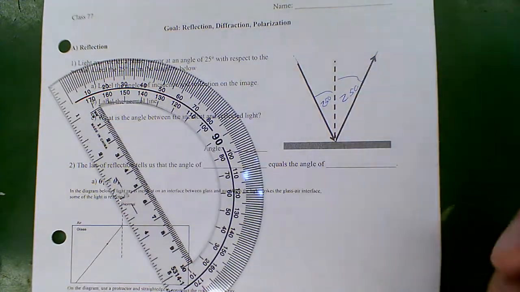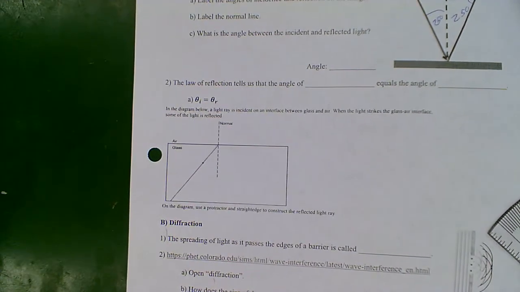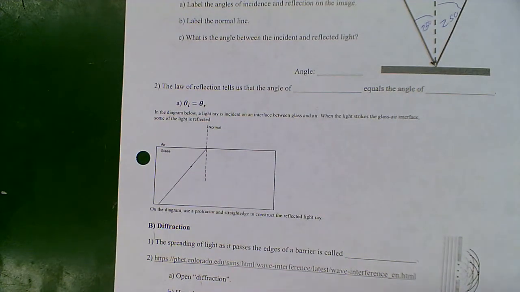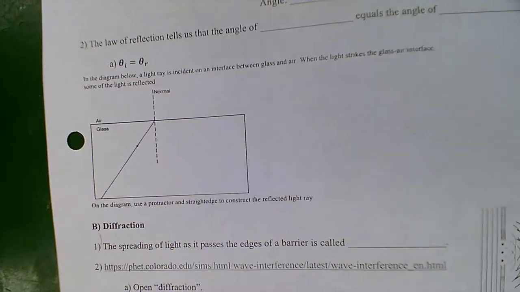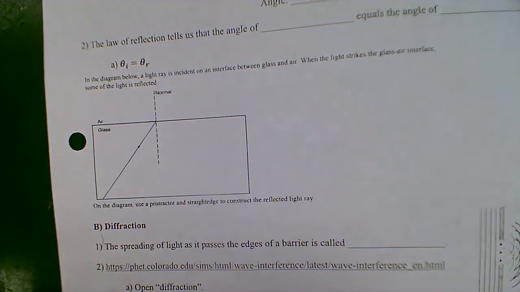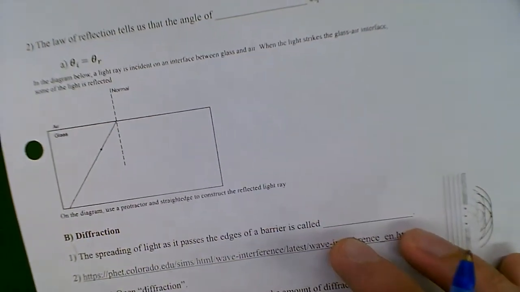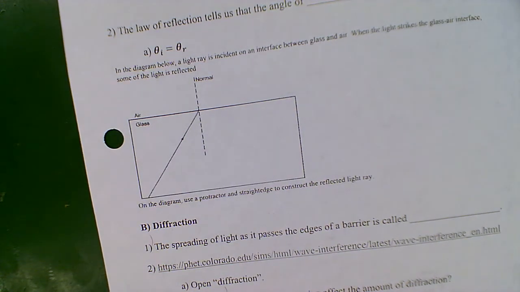All right, so let's check out a Regents question with this one. All right, it says in the diagram below, a light ray is incident, let me move this down a little bit, on an interface between glass and air. When the light strikes the glass-air interface, some of the light is reflected. Okay, so we're going to look at the reflected light ray. All right, it says on the diagram, use a protractor and a straight edge to construct the reflected light ray. So the first thing you need to know is, well, what is that angle there?